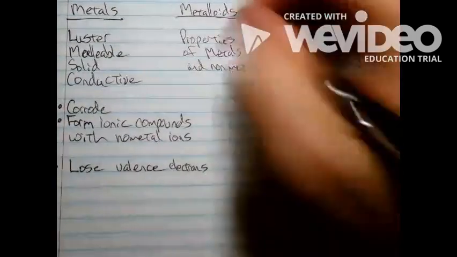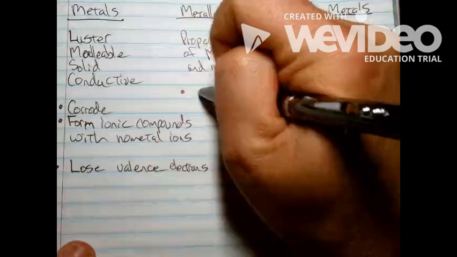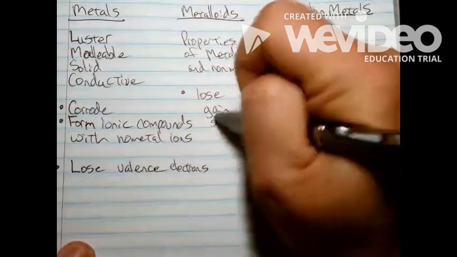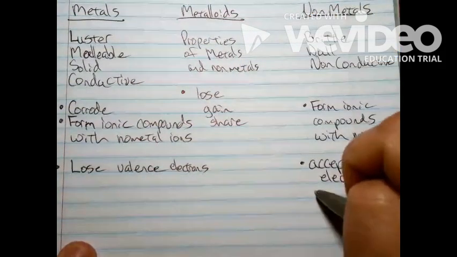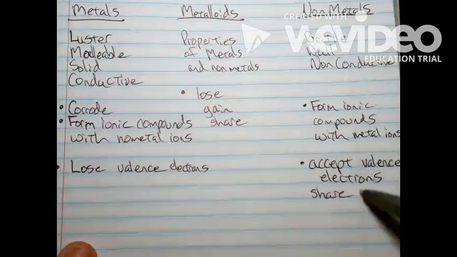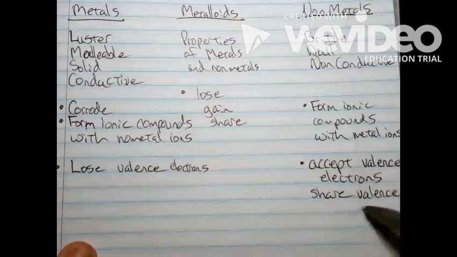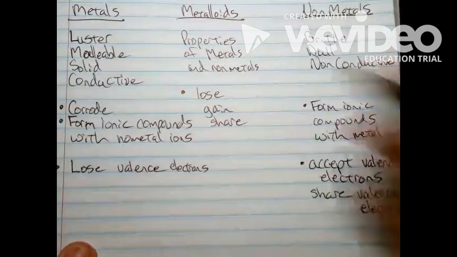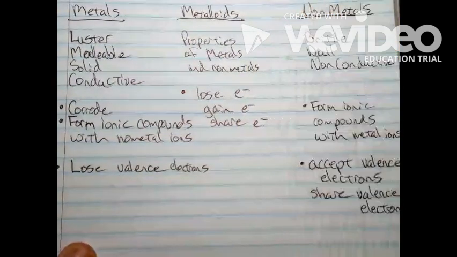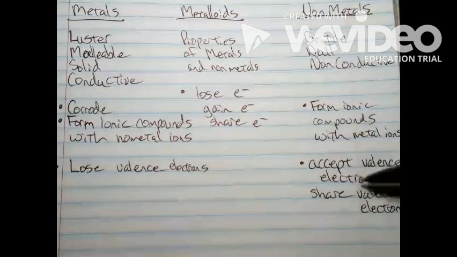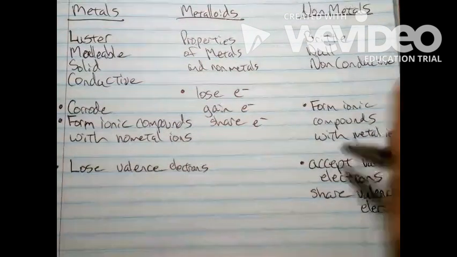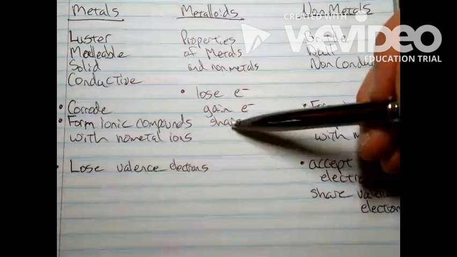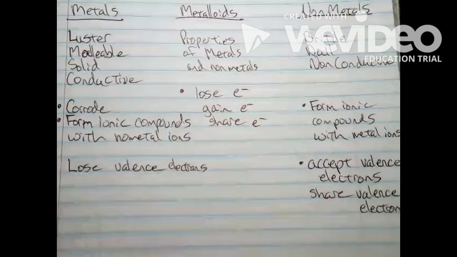And then your metalloids, they lose, gain, share. Oh yeah, and by the way, nonmetals also share valence electrons. So your nonmetals accept valence electrons, share, accept or gain, I guess you could say, valence electrons. Your metalloids can either lose, gain, or share, and then your metals lose valence electrons.